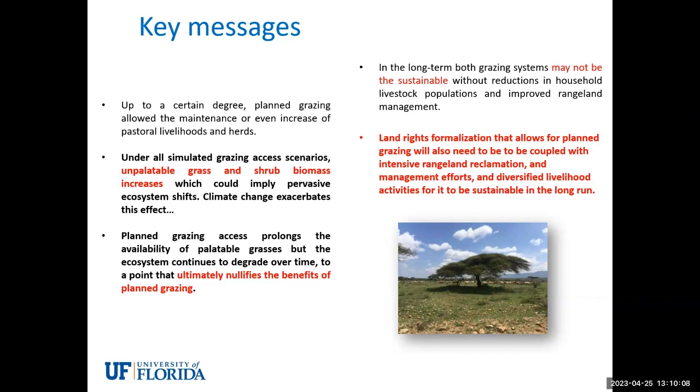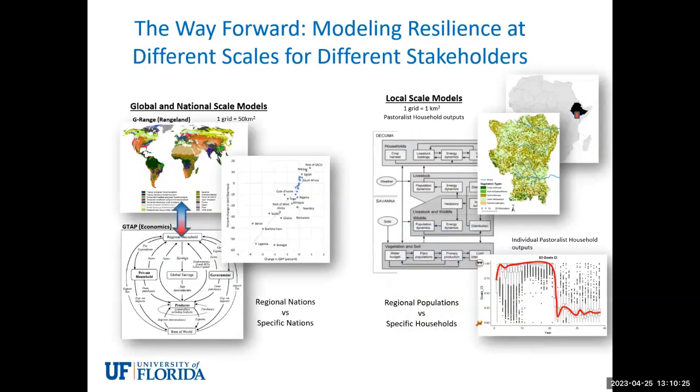And this was more just to show you how the models work when you're getting them all running together and looking at these complex agroecological systems between the vegetation and the people and the livestock or the herbivores in these systems. So the way forward, and I'm just about to finish, is there are models for each of your interests. If you want to go global or national scales, then G-range is probably your best option.